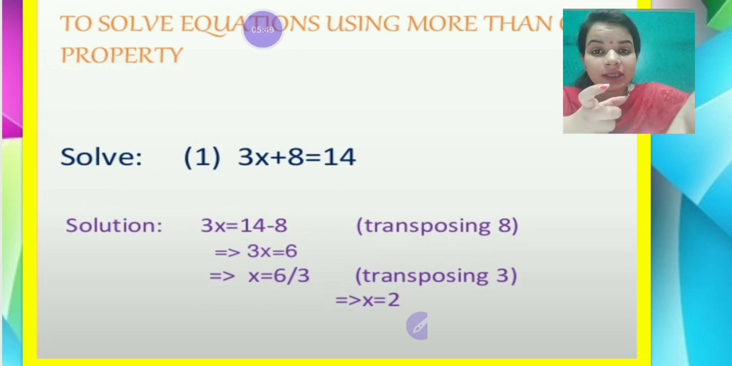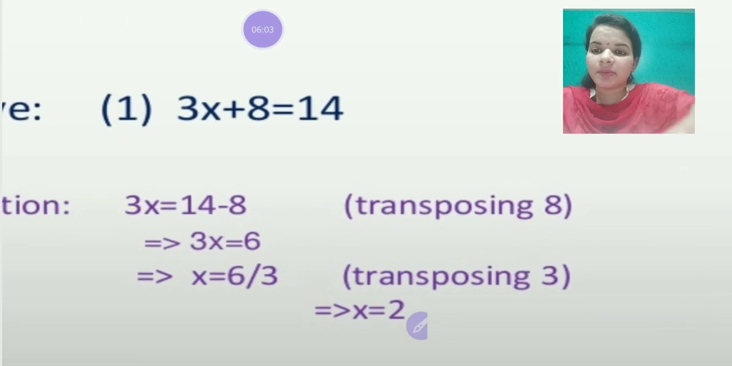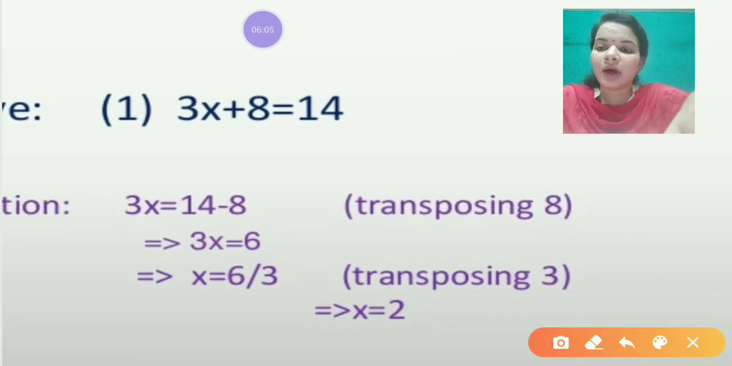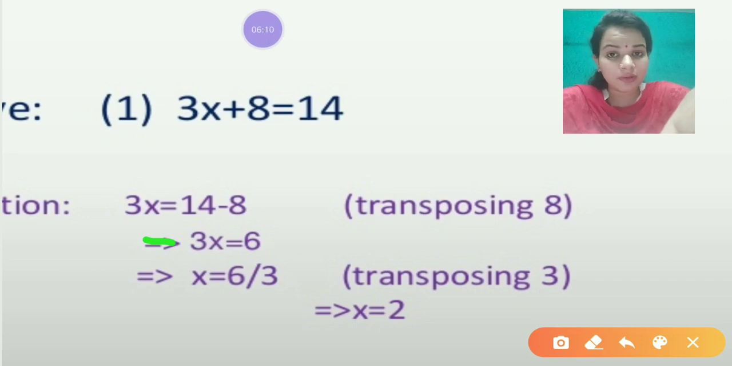So 3x will remain on the left side, and +8 will move to the right side. It will become -8. So you will get 40 - 8. And what is 40 - 8? It is 32. So in the next step, as you can see here, you have got 3x = 32. This is your next step.